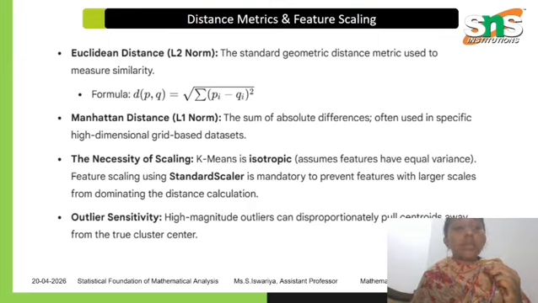And the next one is the Manhattan distance, that is the L1 norm. This means the sum of absolute differences, often used in specific high dimensional grid based datasets. And the next one is the necessity of scaling. K-means is isotropic, that is, it assumes the features have equal variance. So here feature scaling using standard scaler is mandatory to prevent features with larger scales from dominating the distance calculation. And the next one is outlier sensitivity. High magnitude outliers can disproportionately pull centroids away from the true cluster center.